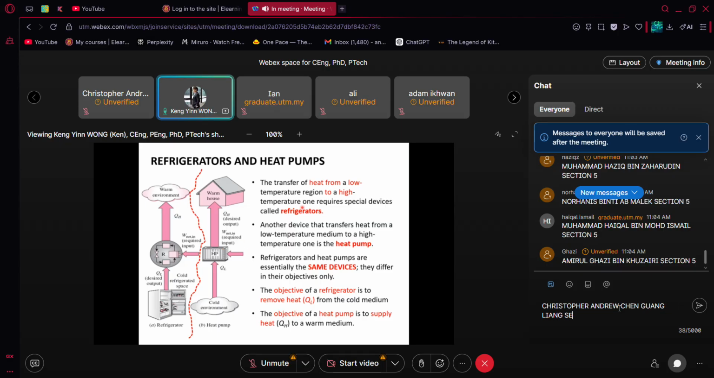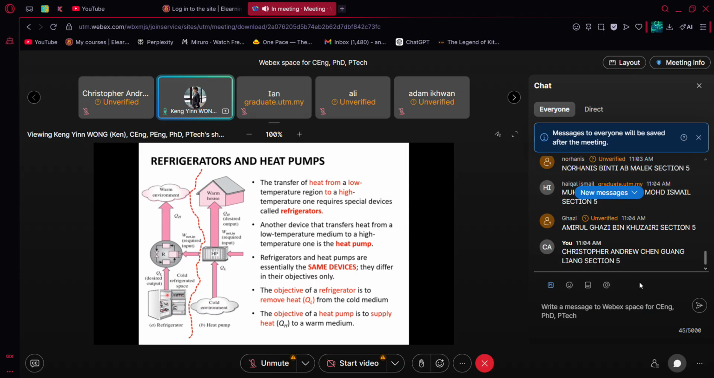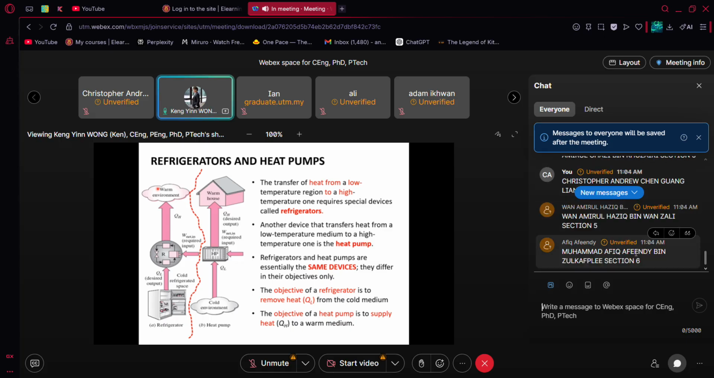For the refrigerator, they are focusing on the QL, the cold temperature. And for the heat pump, you're focusing on the QH. Which means the refrigerator focuses on the low temperature environment, and the heat pump focuses on the high temperature area.